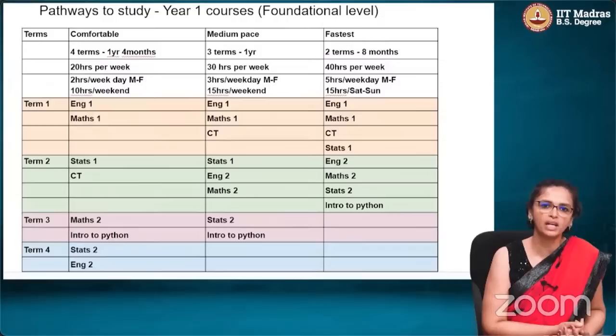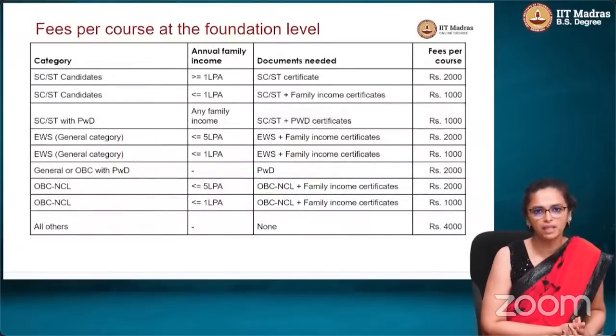These are typically the full-time students or those who have a very strong background in maths and coding. Otherwise, the normal that we are seeing is 3 to 4 terms that students are completing the foundation level in. The fees per course at the foundation level, you can see here, I think all of you will be aware of this. Even on the website we have given this. The fee per course at the foundation level is rupees 4,000.